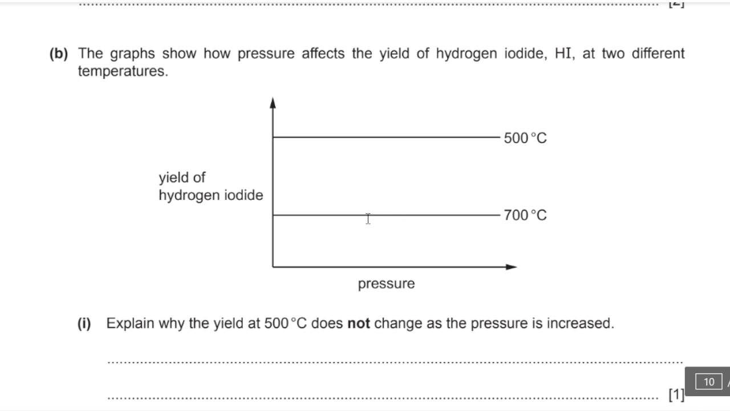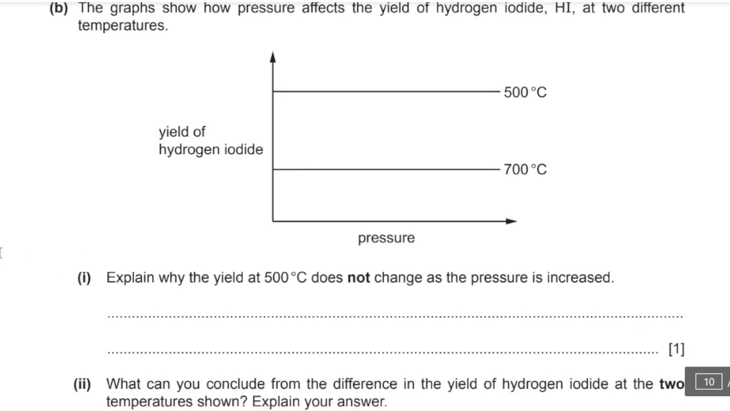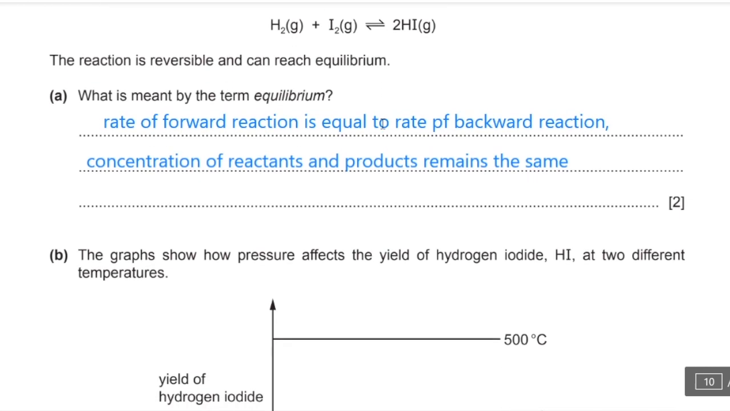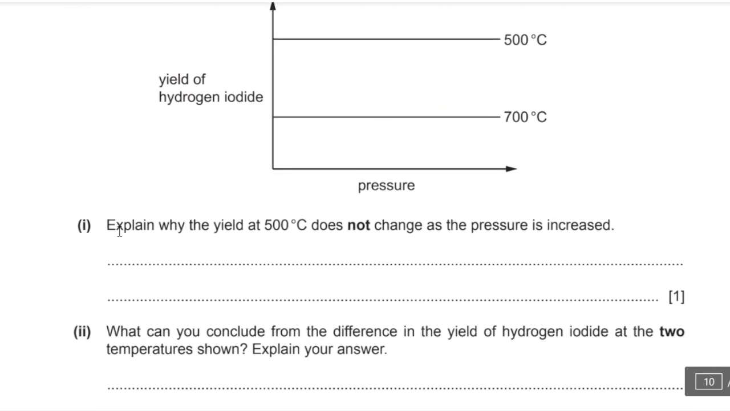gives a lower yield. One, explain why the yield at 500 degrees Celsius does not change as the pressure is increased. Right, so pressure only affects the equilibrium if the number of moles is different on both sides. However, as you can see over here, there are 2 moles of products and 1 mole of each of the two reactants, which makes up a total of 2 moles of reactants on the left hand side, which means the number of moles balances out. So an equal number of moles means there is no effect of pressure on the equilibrium yield.